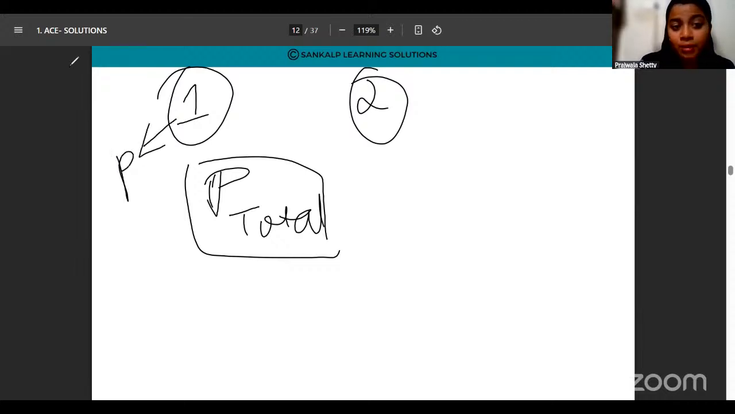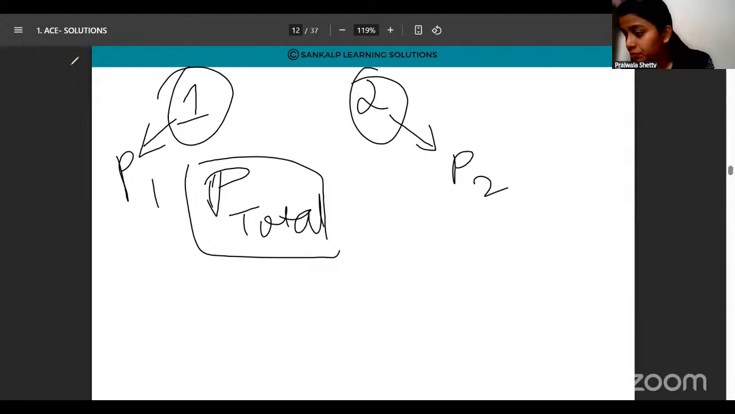And what will P1, P2 be? P1, P2 would be the partial vapor pressures of both the components, liquid 1 and liquid 2 in just one solution. Now you know what P1, P2 are.